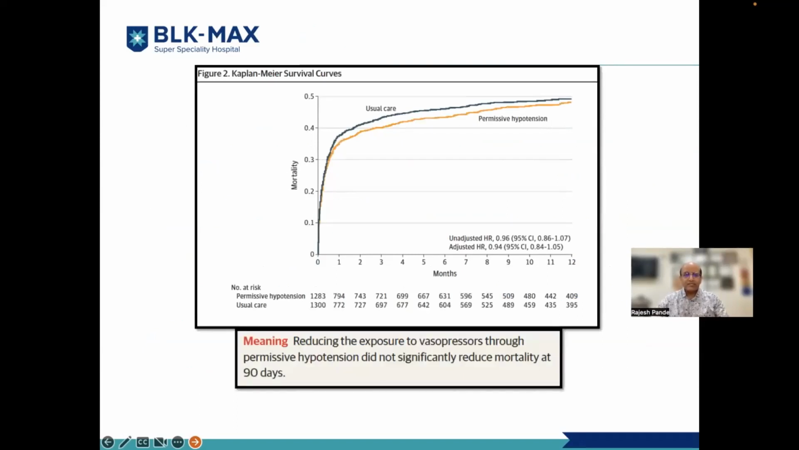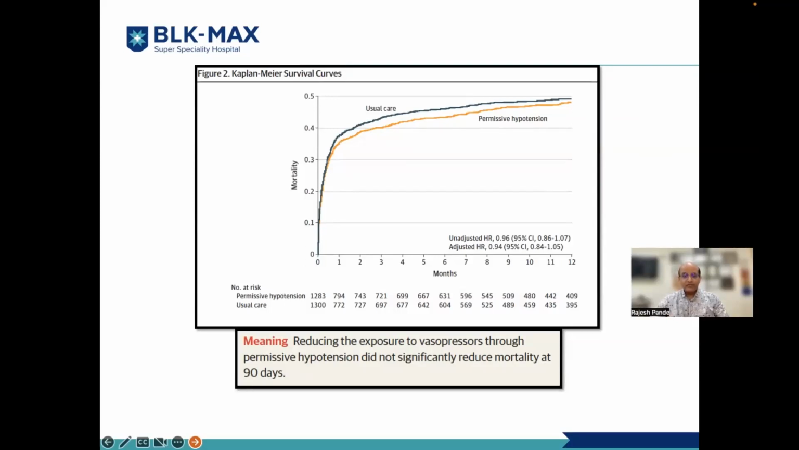So practically this study meant that reducing exposure to vasopressors through permissive hypertension did not significantly reduce mortality at 90 days. Now it is up to us to interpret it either way. So basically all the trials that I have shown so far, if you look at the Sepsiscon trial, targeting a higher MAP was equally good. If you look at the Canadian pilot study, targeting a lower MAP, 60 to 65, was good in patients more than 75 years, but they said that we need to validate the data in a larger series.